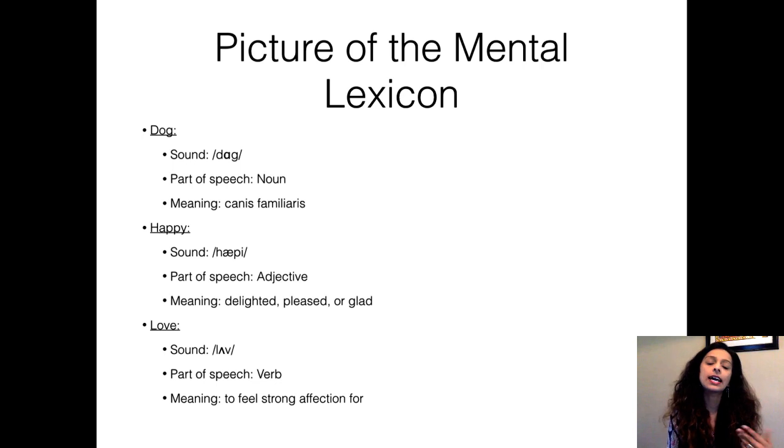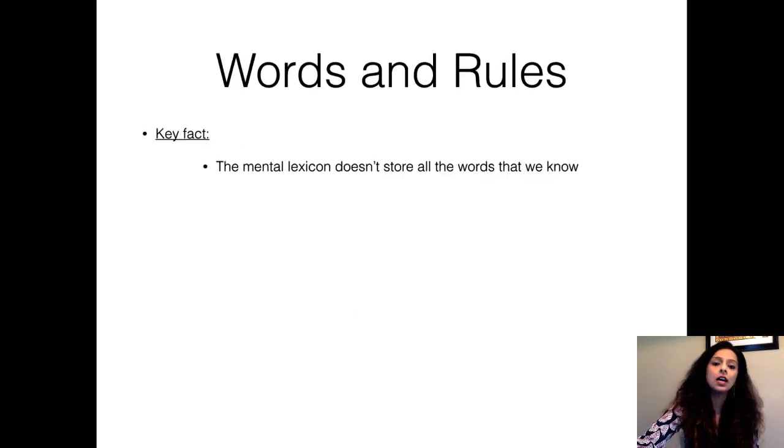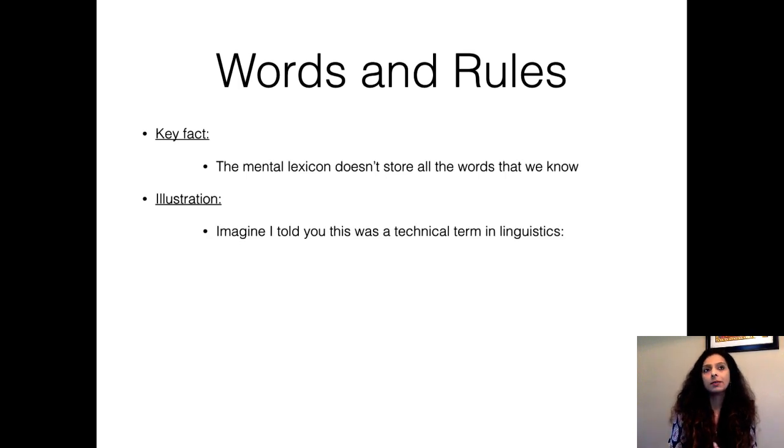So here is an example of a mental lexicon. I've given you 3 different words over here. I have the noun dog, I have the adjective happy, and I have the verb love. And as you can see, the mental lexicon separates all these 3 into the different parts of speech, with respect to each of these speech sounds or words, and also has a meaning associated with each of them. So when we talk about the mental lexicon, we obviously know that you have a very limited memory when it comes to how many words you can actually keep inside your brain.